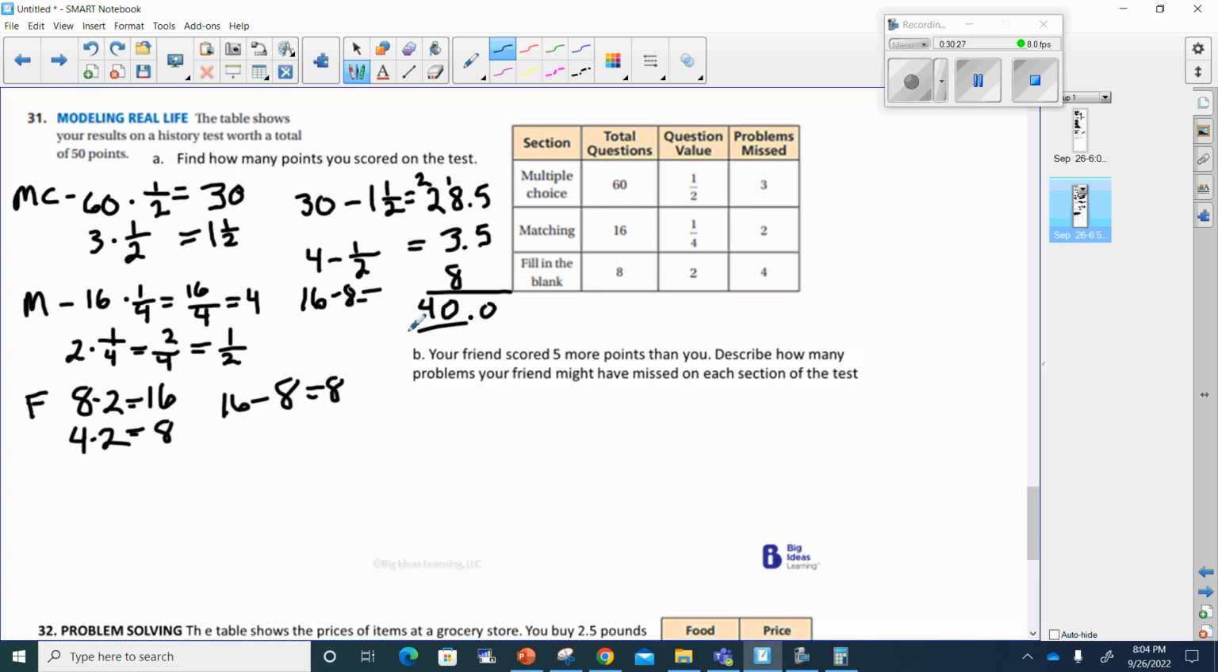How many points did you score on your test? 40. Your friend scored 5 more points than you. Describe how many problems your friend might have missed on each section. Wow.